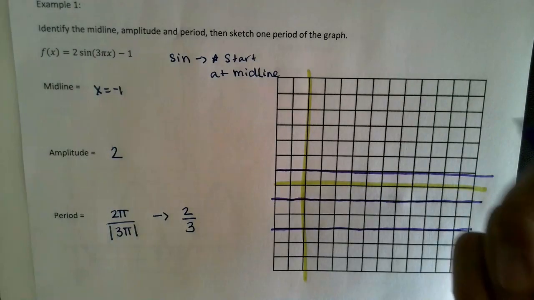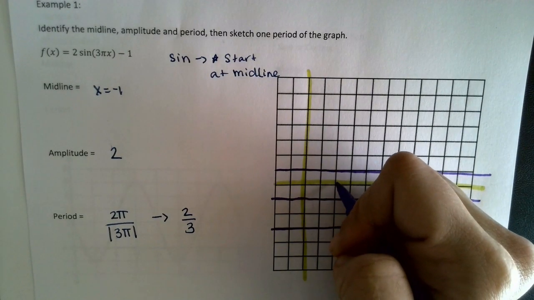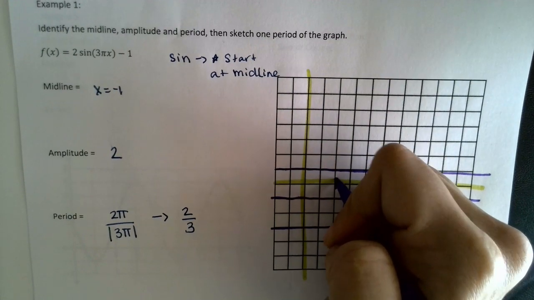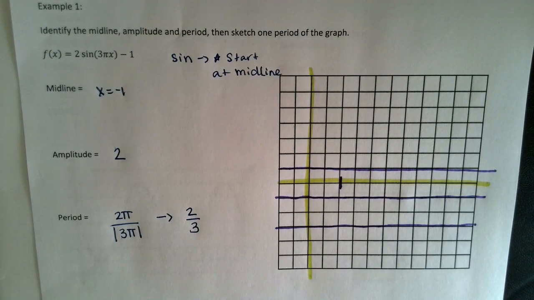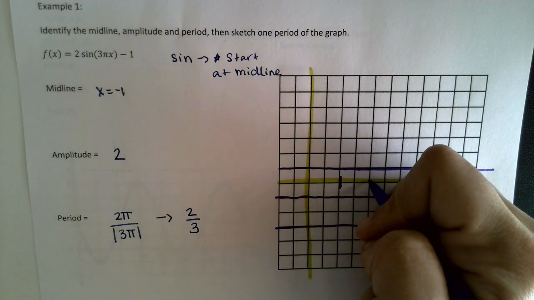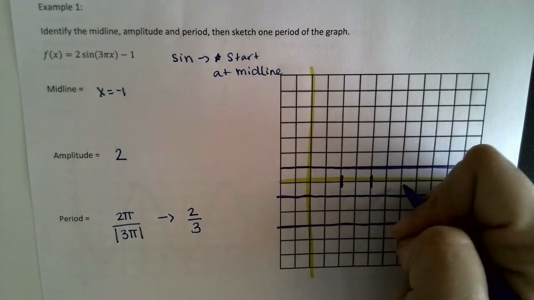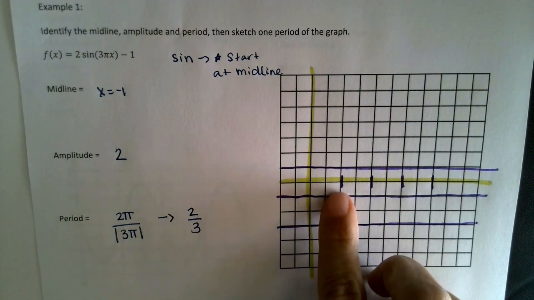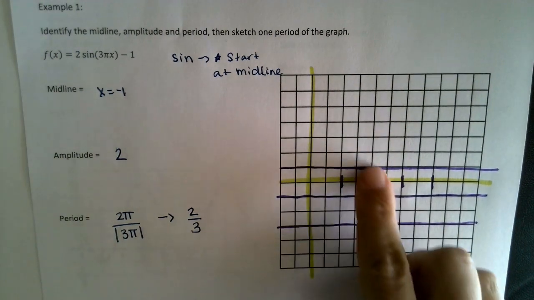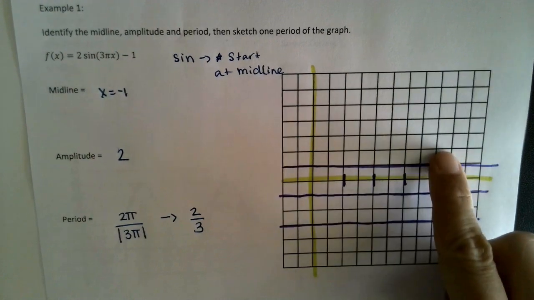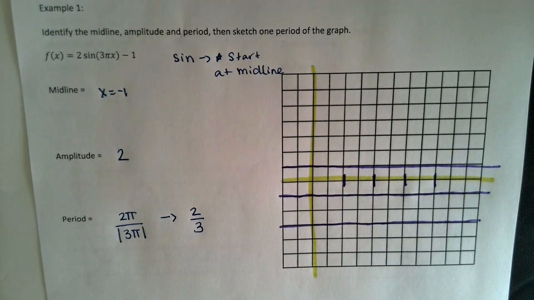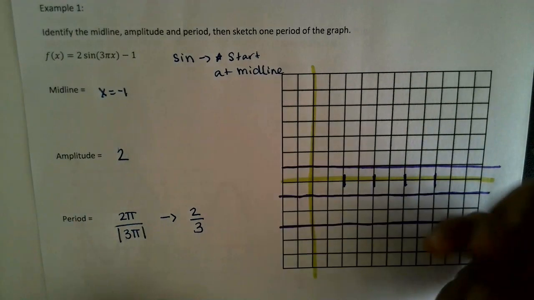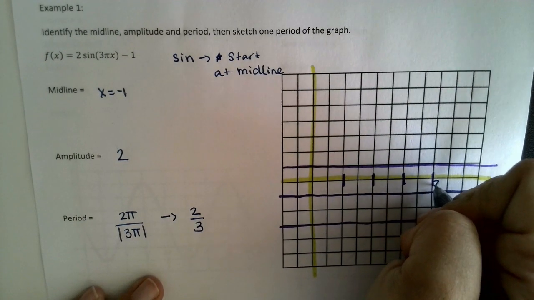I know I'm going to have 4 points after my starting point. So I'm going to divide this graph up by 2 units. As you can see, I'm going to have a point somewhere here, here, here, and here. What I do know is that that last one has to be at 2/3.